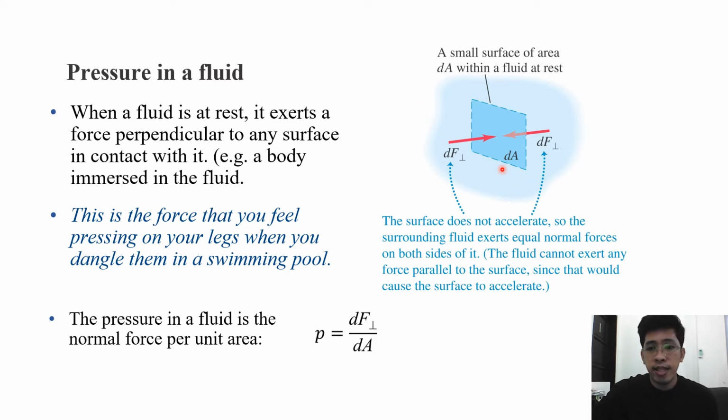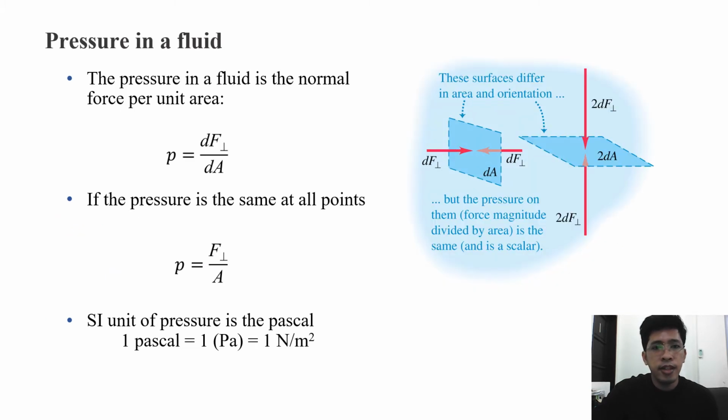That is, mathematically, the pressure for this surface area here is equal to dF perpendicular over dA. Or your pressure is just your force per unit area. So you have your pressure is equal to F over A. So again, the pressure in a fluid is the normal force per unit area. That is, your pressure is equal to dF over dA.